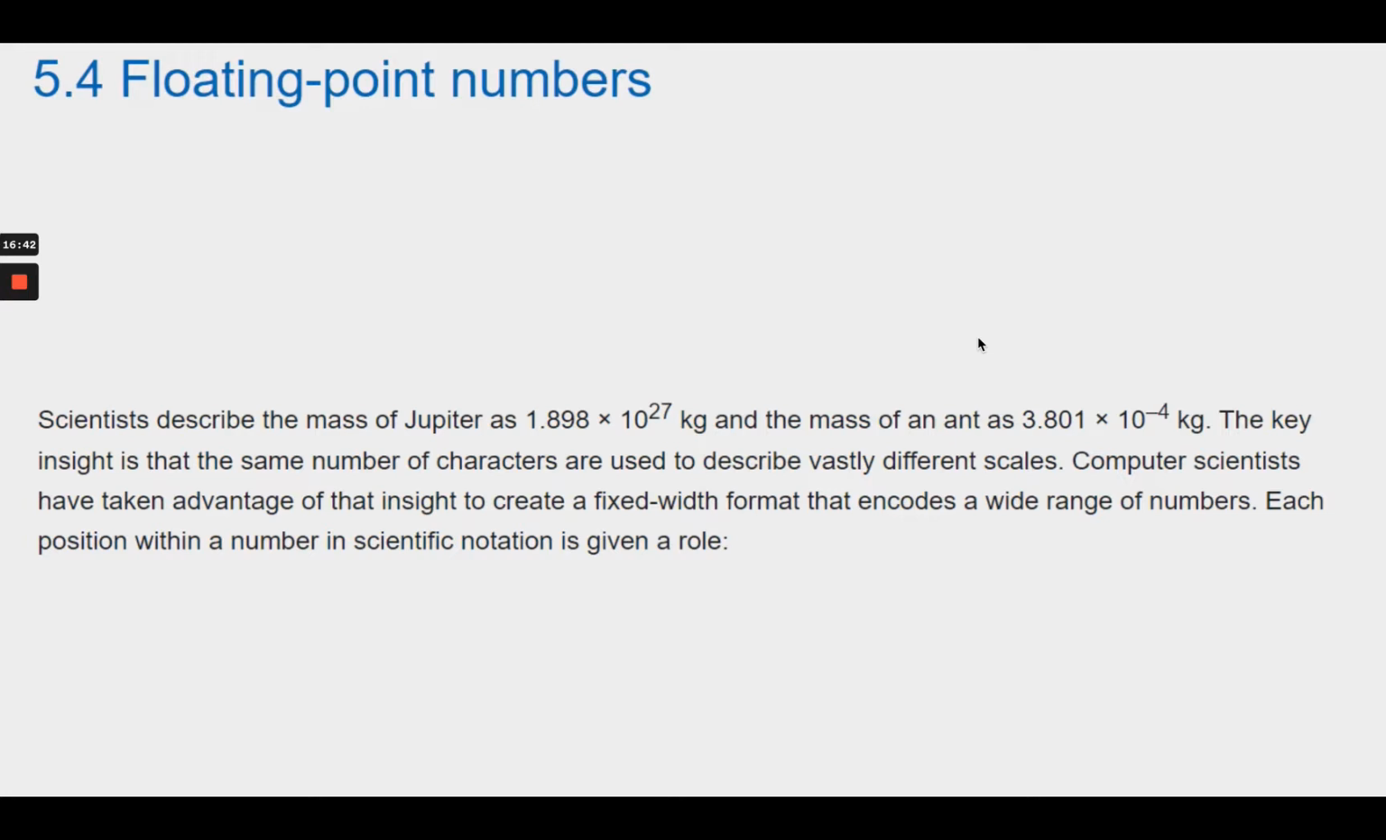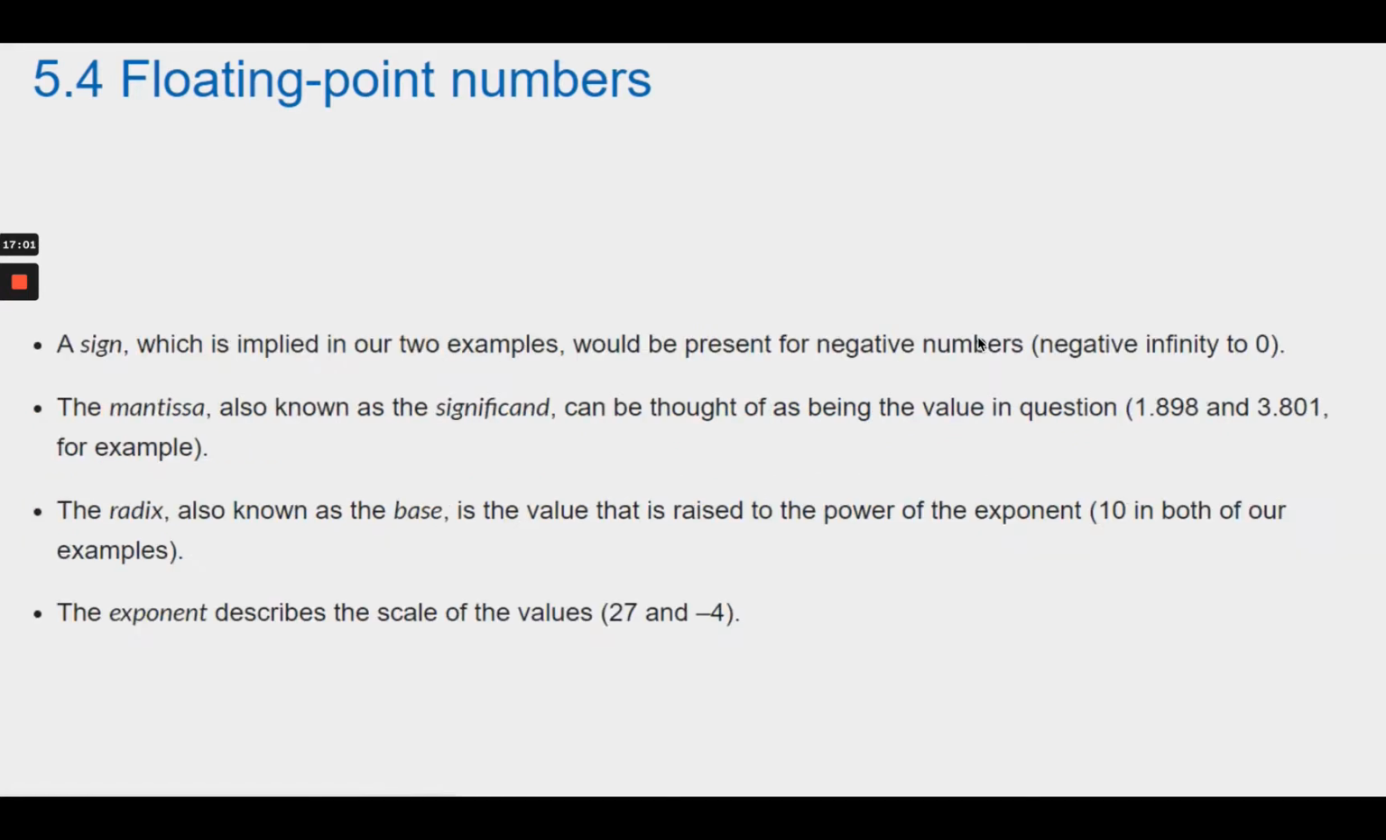The key insight is that the same number of characters are used to describe vastly different scales. Computer scientists have taken advantage of that insight to create a fixed-width format that encodes a wide range of numbers. Each position within a number in scientific notation is given a role. A sign, which is implied in our two examples, would be present for negative numbers, negative infinity to 0.